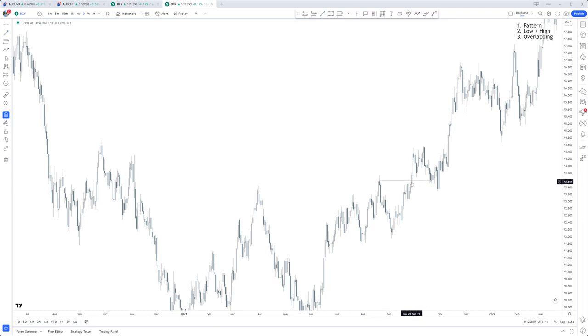And then just below that fair value gap, we have this order block as well. Remember what an order block is? Remember the steps of getting to an order block? This is the exact steps. And this is what makes a mitigation block so super strong.